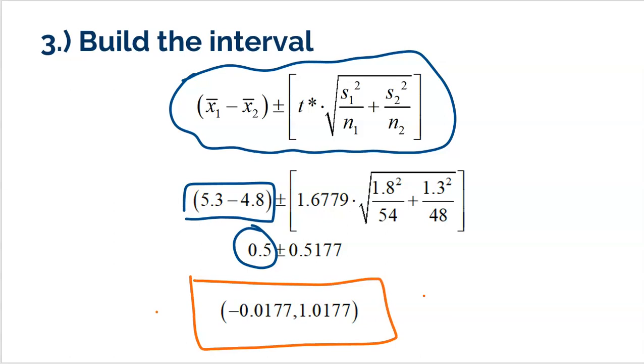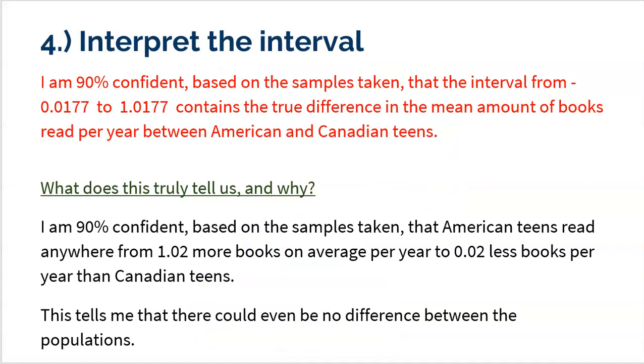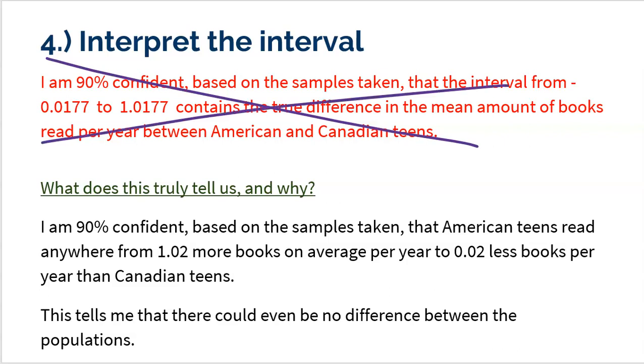All right, now it's time for step 4, and I have to interpret what that interval tells me. Very generically speaking, I'm 90% confident, based on the samples taken, that the interval from negative 0.0177 to positive 1.0177 contains the true difference in the mean amount of books read per year between American and Canadian teens. But I'm going to be honest, I hate that. I would never recommend doing that because it doesn't truly tell us what's going on. That type of interpretation doesn't compare at all. My job was to compare American and Canadian teens and how many books they read.